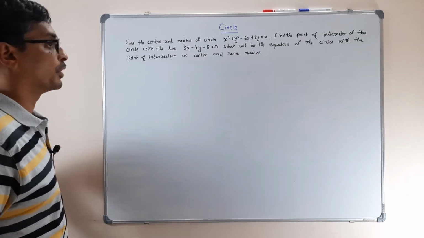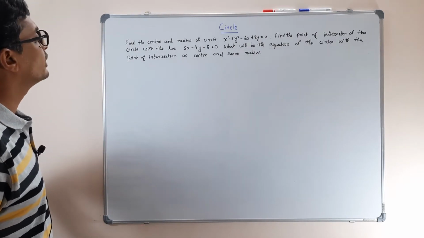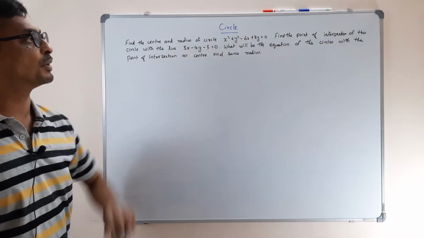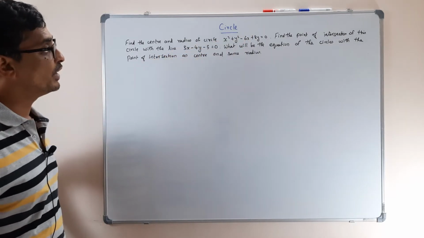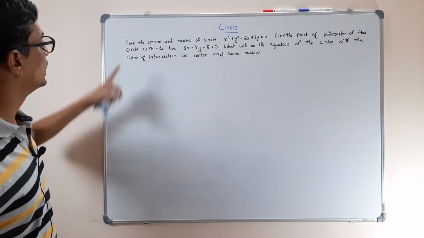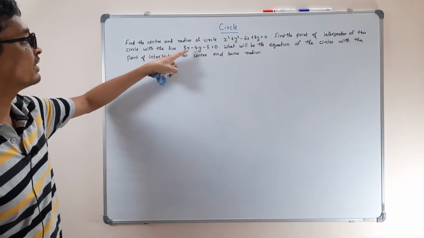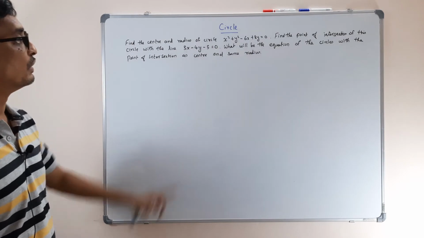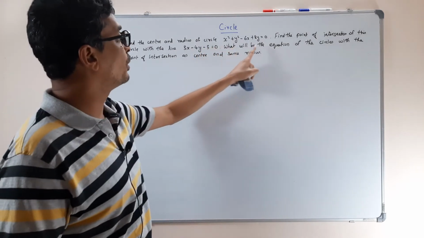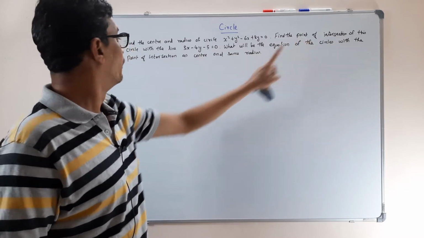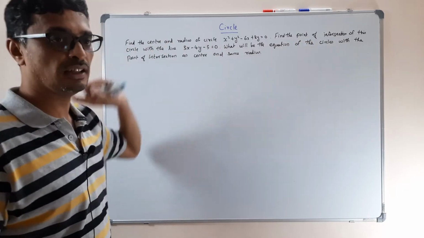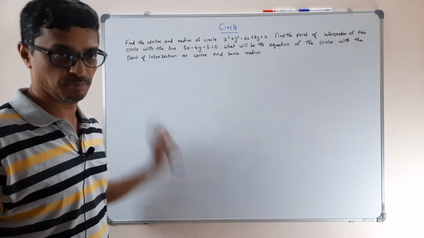Let us do this problem. Find the center and the radius of a circle x square plus y square minus 6x plus 8y equal to 0. Find the point of intersection of this circle with the line 3x minus 4y minus 5 equal to 0. Then the third one is: what will be the equation of the circles with the point of intersection as center and the radius the same?